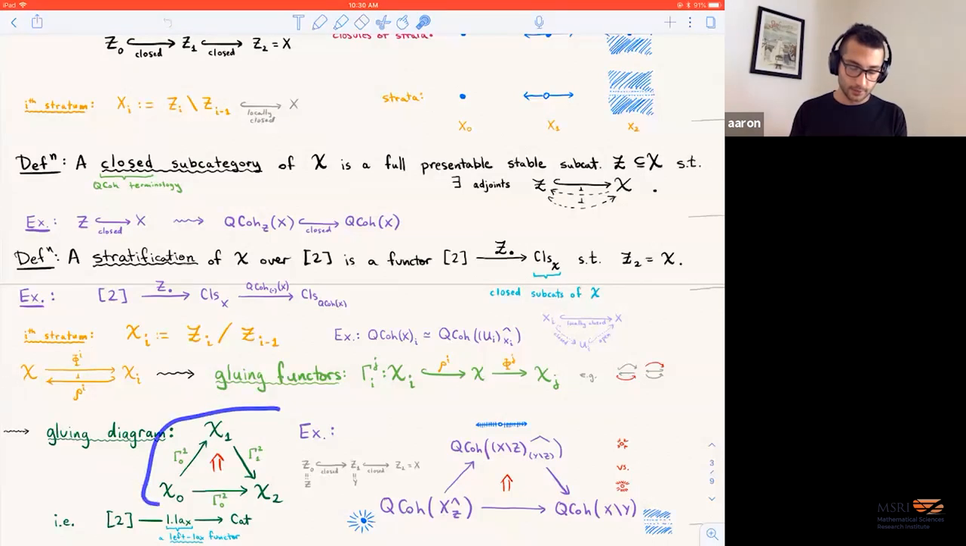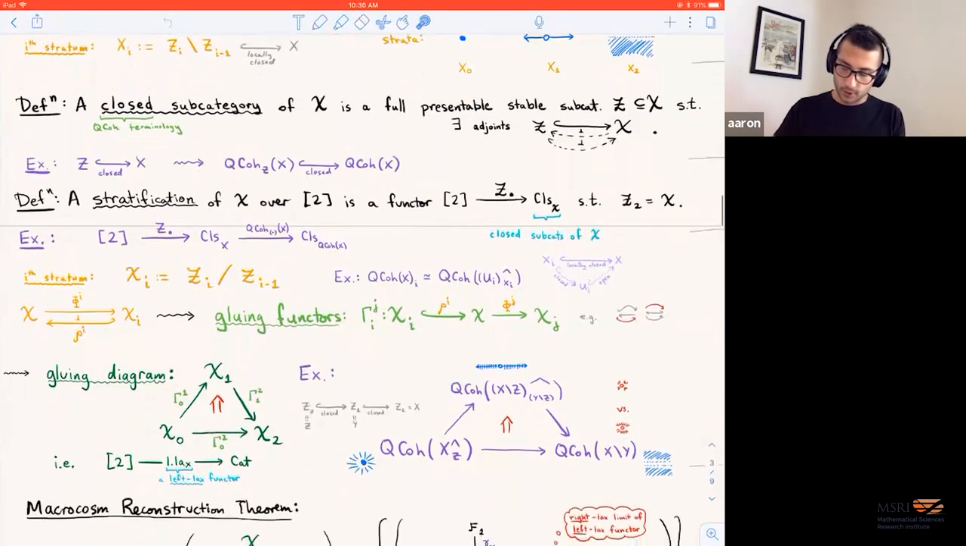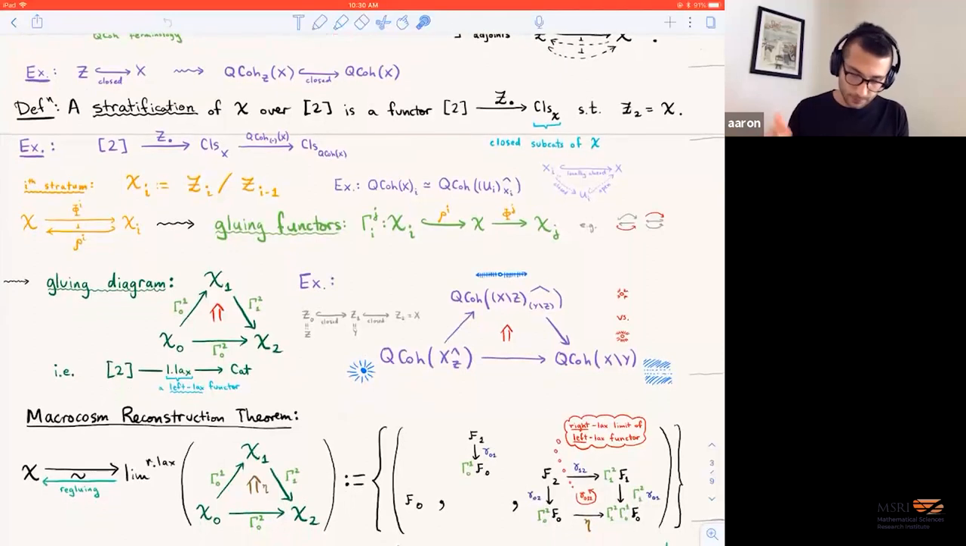So I've described this gluing diagram. It's a left lax diagram, a functor from brackets two to categories. So here's the reconstruction theorem, macrocosm reconstruction. I want to take once again the right lax limit of this diagram, which I just copied down here, and I call this thing new. So what is that? Well, it's an object in each category and then a comparison morphism every time I have a functor. And so here's an object, there's an object, there's a comparison morphism to its image. Here, I've got two comparison functors coming in. So I've got this comparison morphism and that one.